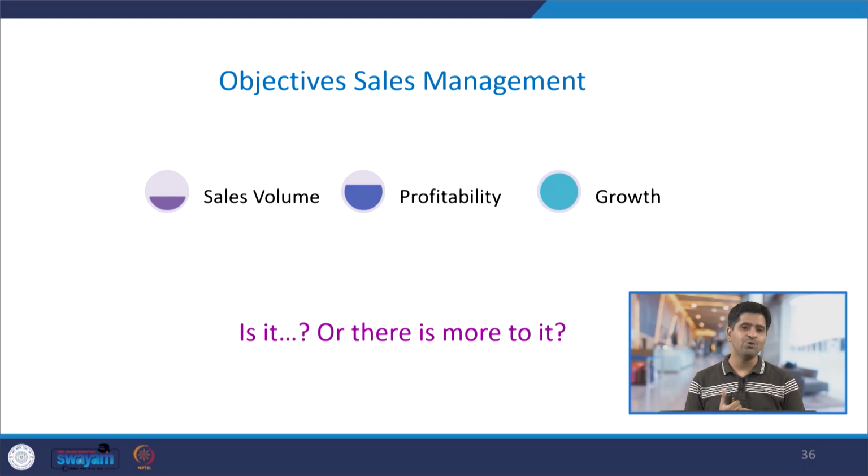But wait, my question is, is that it, or is there more to it? So definitely there is a lot more to it. And as far as our approach towards understanding the objectives of sales management is concerned, we'll be definitely looking at it in a more exciting way.